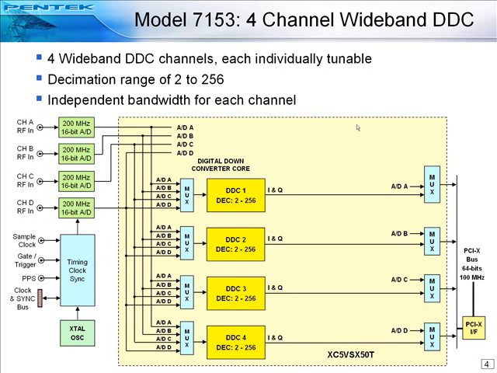Inside the larger FPGA, shown in the center, are four digital down converter IP cores, each capable of accepting A/D samples from any one of the four A/D converters through the use of multiplexers in front of each DDC. Each DDC has a decimation range of 2 to 256 in steps of 1 and can deliver down-converted baseband bandwidth signals from 625 kHz to 80 MHz.